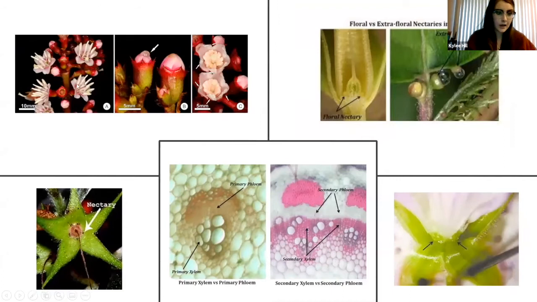And here are some examples of nectaries within a flower. Here you can see nectar being secreted from the bud, nectar being secreted from the petals in this case. Here's another example of a nectary, and another example of a nectary is here. Nectar is being secreted at the base of the flower. And here's a photo demonstrating the difference between floral nectaries and extrafloral nectaries. So here, this is a nectary within the flower. Here, this is towards the end of a leaf. And then this photo is just showing the difference between the xylem and the phloem in a photomicrograph, which I thought looked pretty neat.